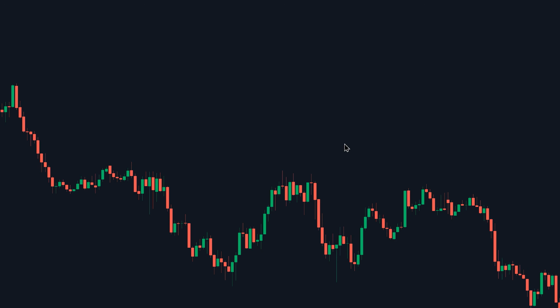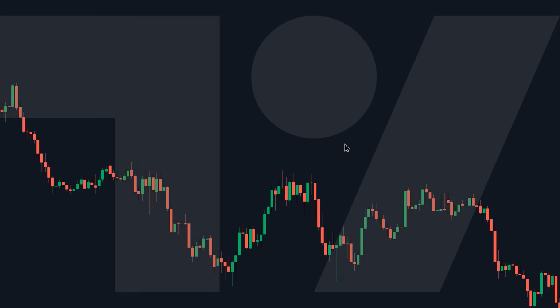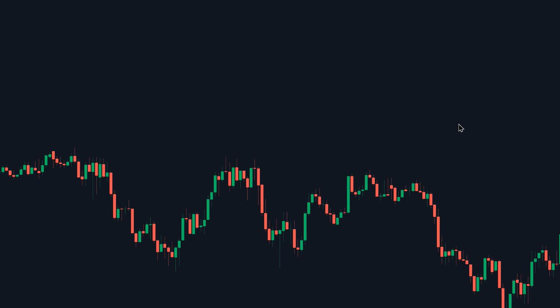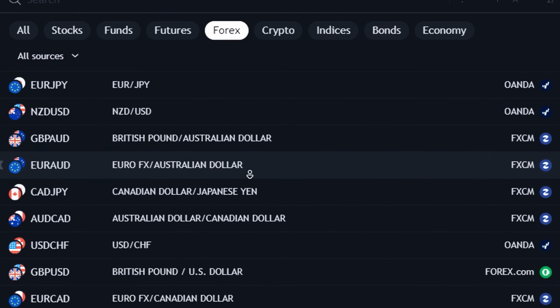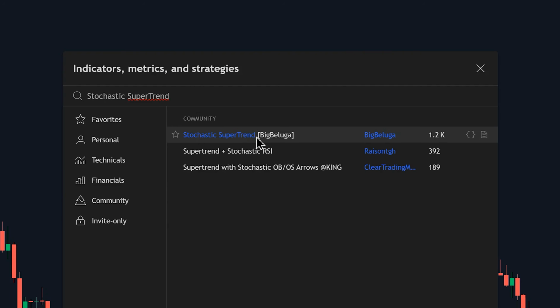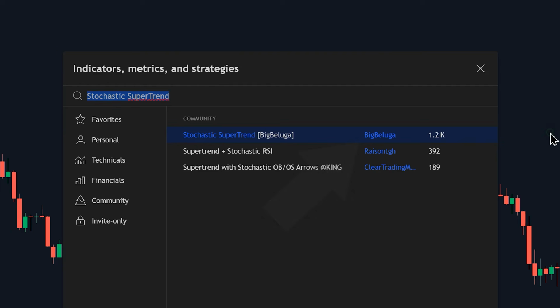Now, to get started with this indicator, you first of all want to go to TradingView, the trading platform that I'm going to be using. If you need to sign up, there's a link in the video description for you to do that. Next, you want to load any chart you like and then click on Indicators, then type in Stochastic SuperTrend. It's going to be this one by BigBeluga.